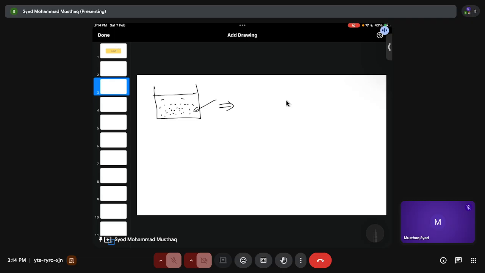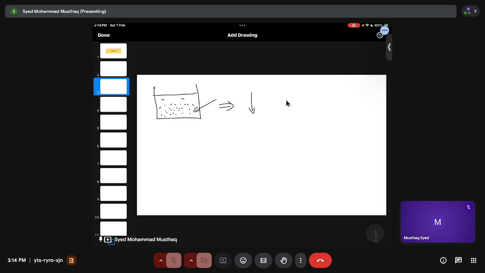medium for a certain amount of time, and gravity plays its role. So what does it do? It makes the particles come down, and the liquid, being less dense, floats up. So that's what happens here.